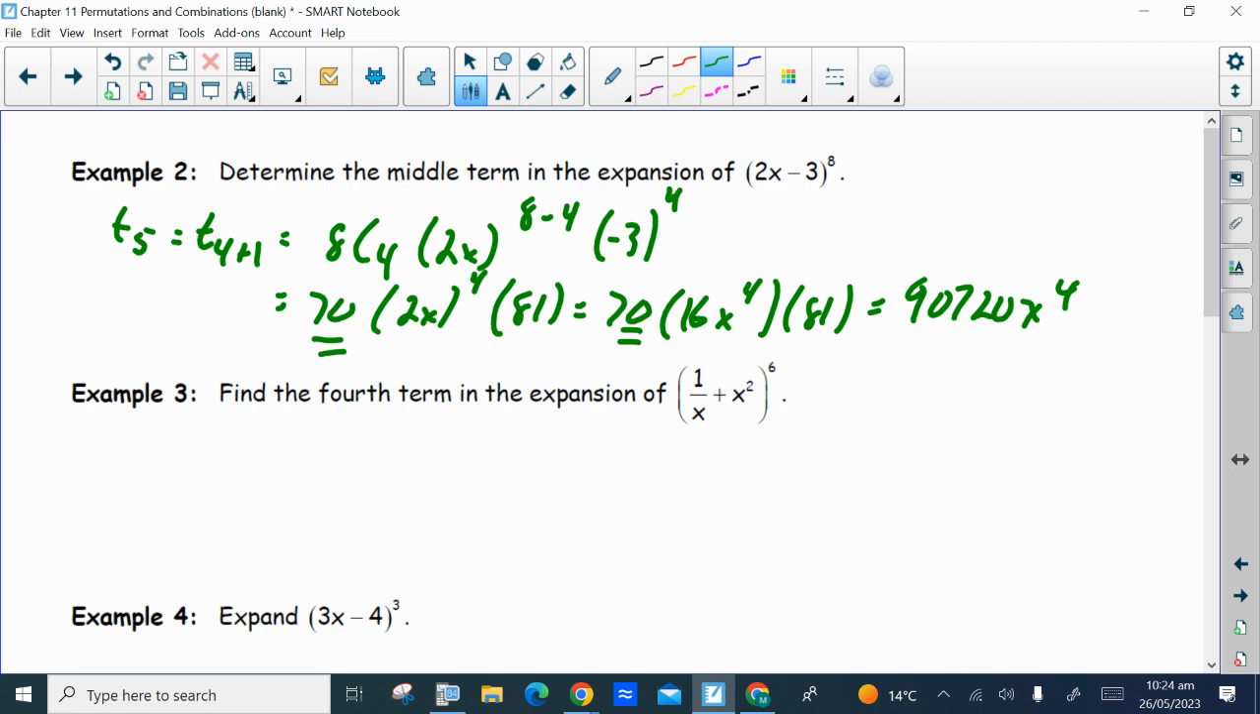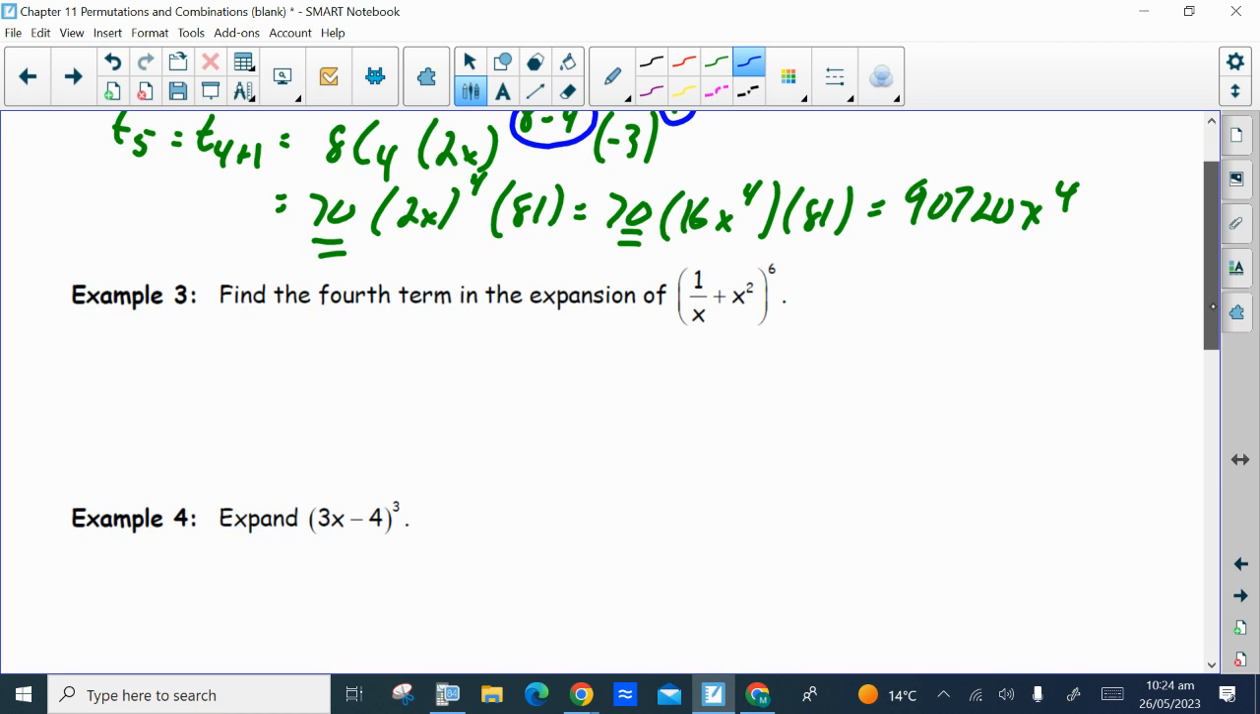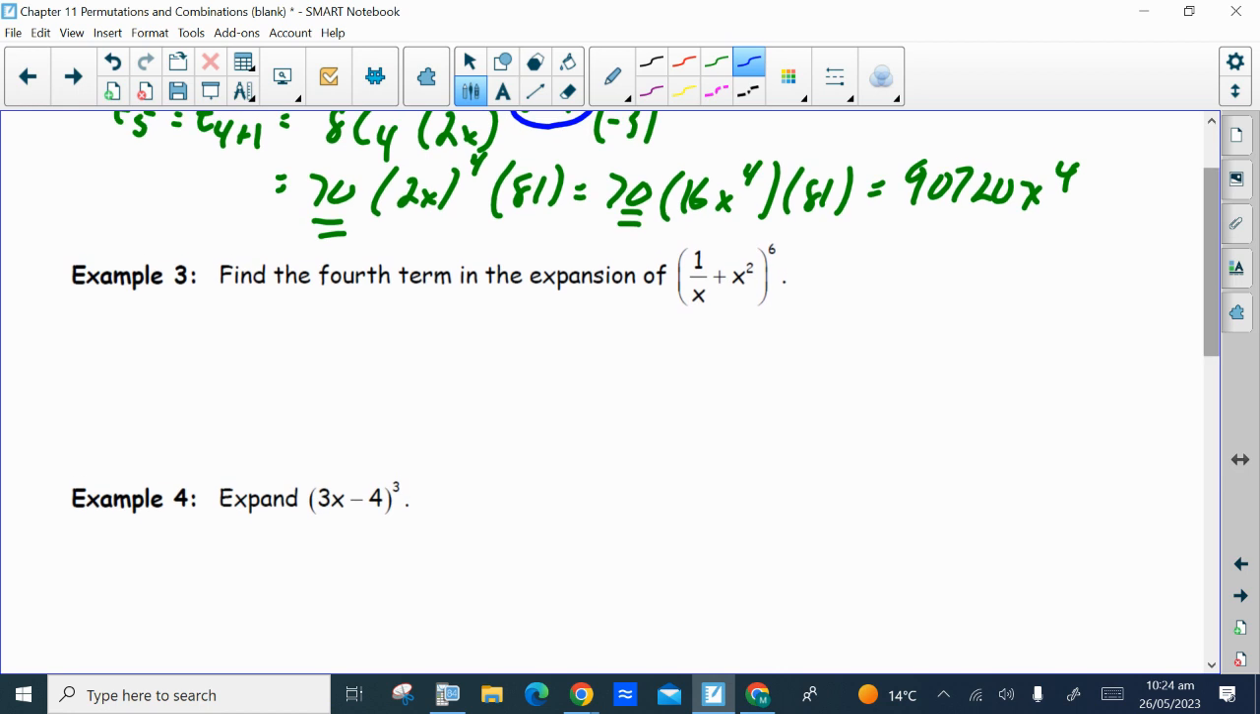Now in this case, because there's only one variable, we also can't add the exponents together to get n. But if we go back in our work, if you add these two exponents together, 8 minus 4 is 4. That's the exponent on 2x. 4 is also the exponent on negative 3. 4 plus 4 equals 8, which is n.